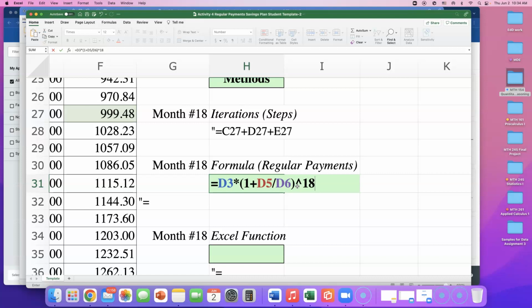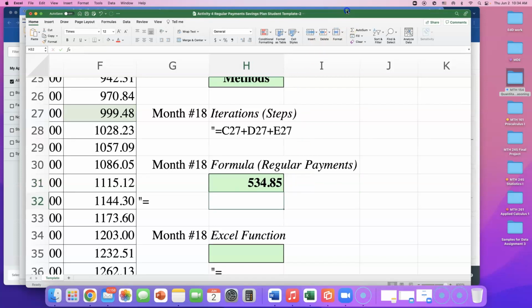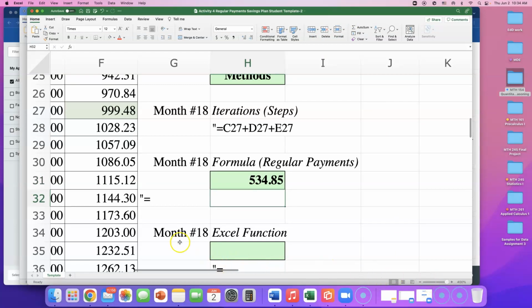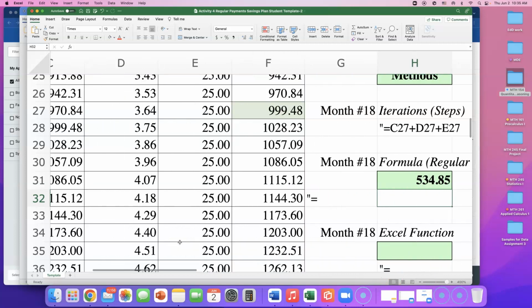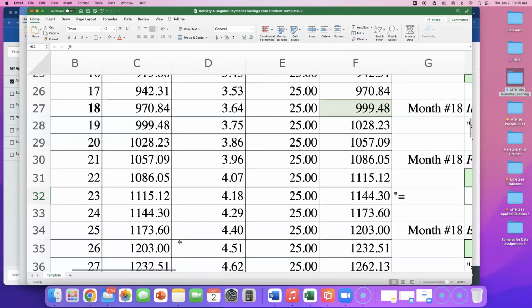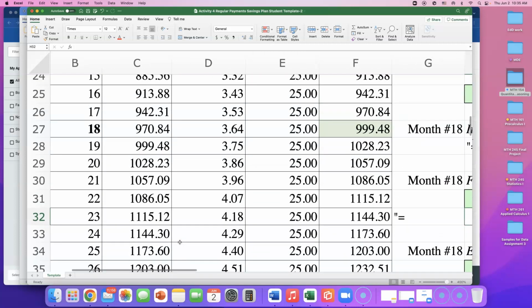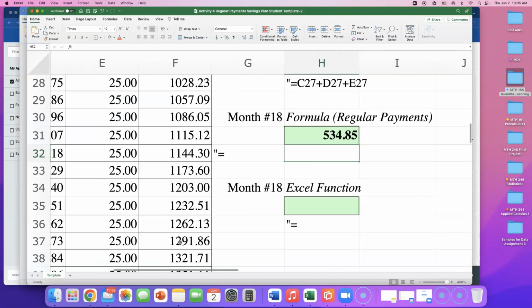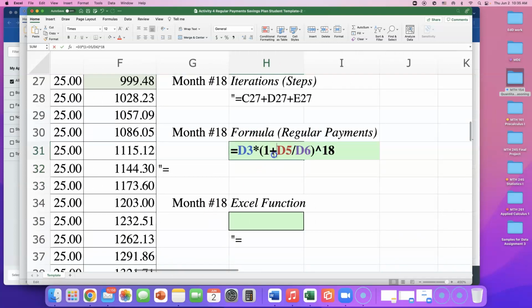Let's check it though. If you go ahead and click on enter, you will see $534, and this amount should match... Really, it is not matching anything. I guess not. It's not going to match anything yet. That's my intermediate answer. That's how much my principal will grow.